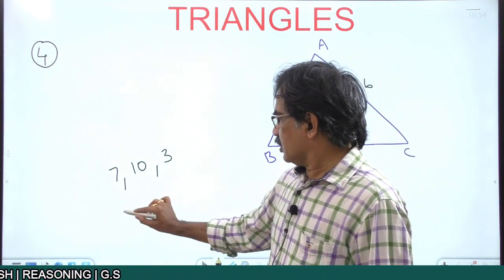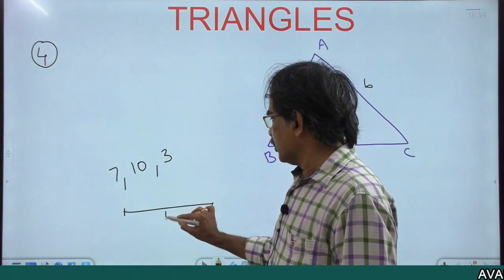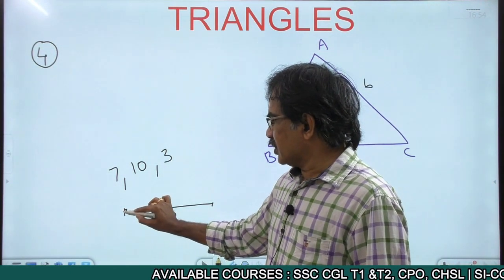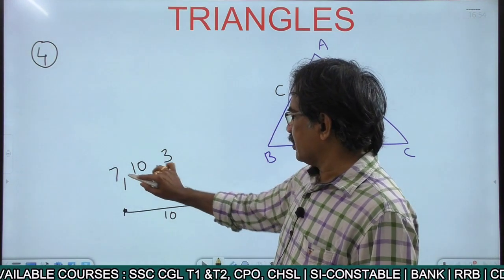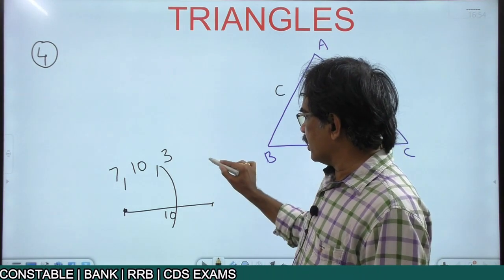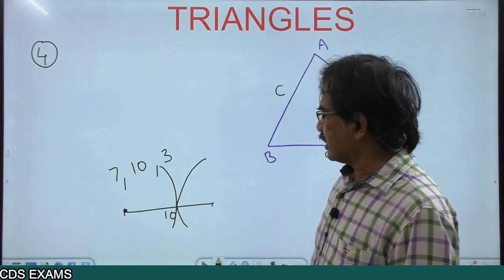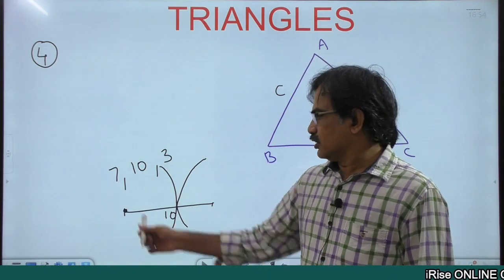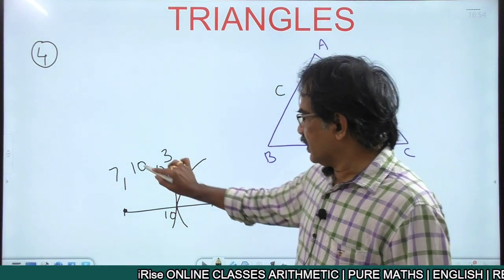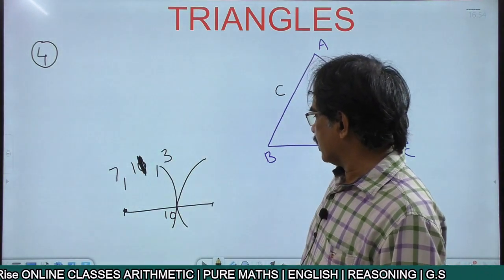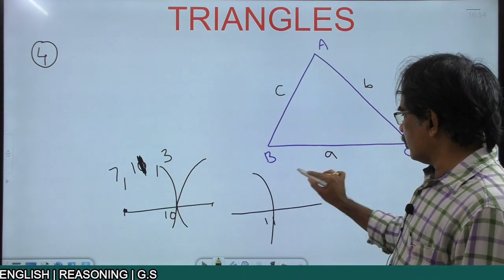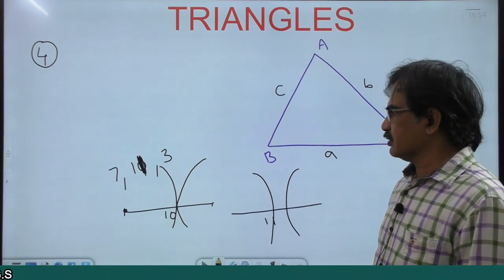Because if you draw a line segment of 10 centimeters first, from the vertex, from this point, if you draw a 7 centimeter arc like this, and from this point if you draw a 3 centimeter arc, it goes like this. You don't get a triangle. So all the 3 points are on the same line. We get a collinear. If it is 11, for example, then we get this type of diagram. This is 11 centimeters, this is a 7 centimeter arc, this is a 3 centimeter arc.